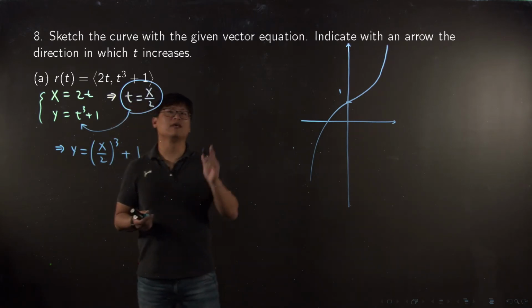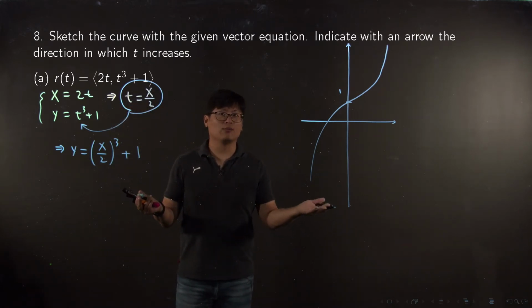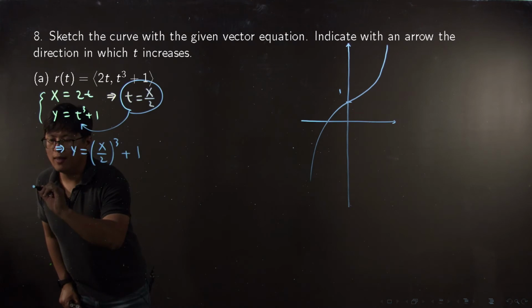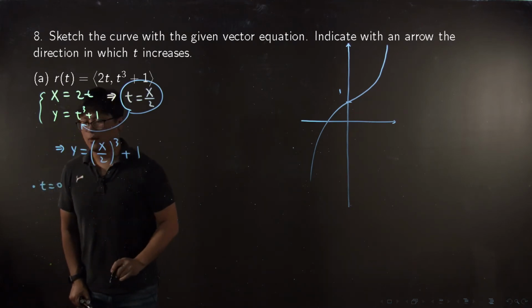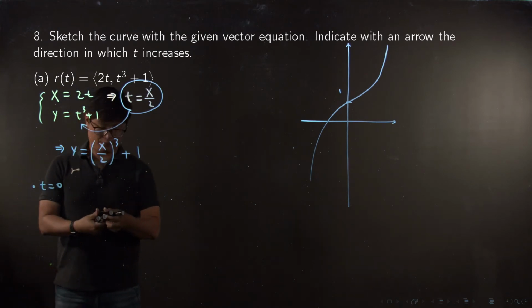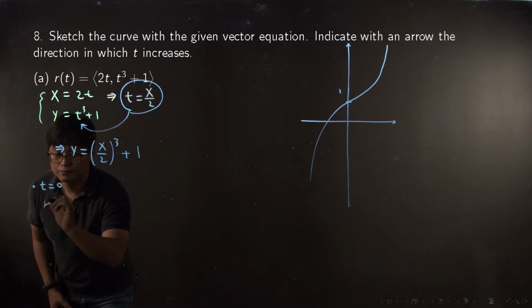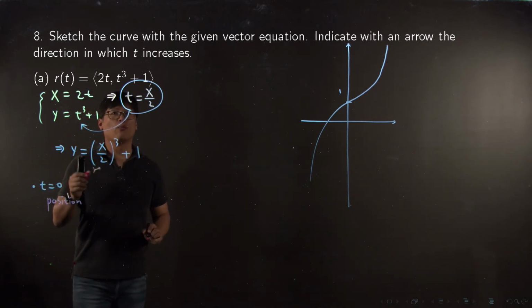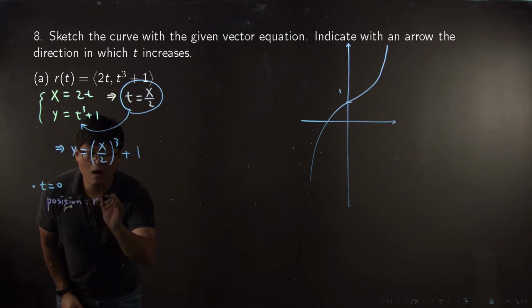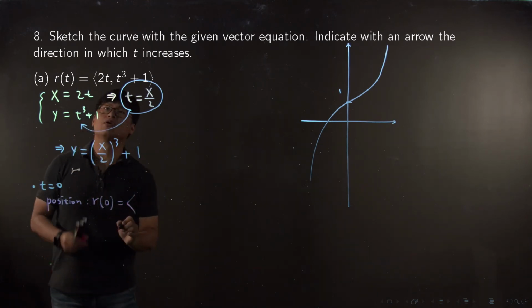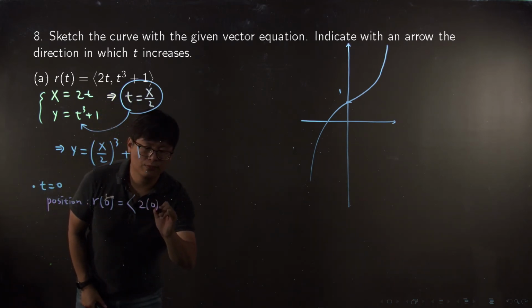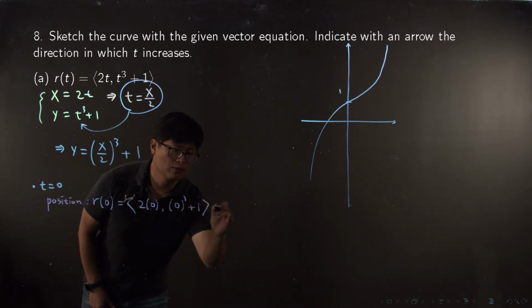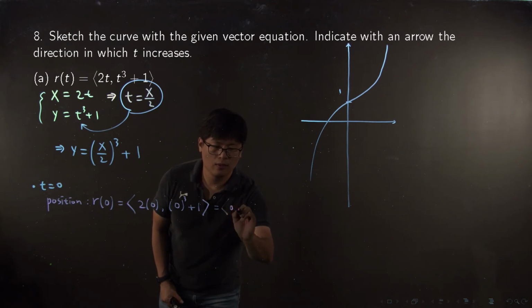First of all, you have to decide your t value, okay? You can choose any t value. For my convenience, let me use t equal to 0, okay? When t equals 0, we have to figure out the position first. I mean, we would like to find where the point is, okay? That is exactly r(0). r(0) is (2 times 0, 0 cubed plus 1), which is (0, 1), okay?